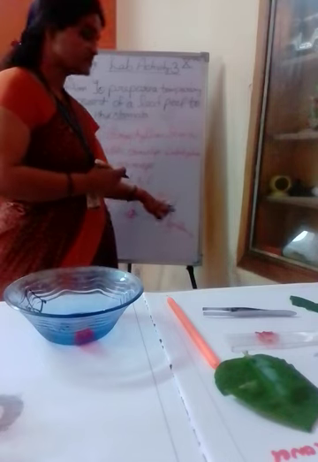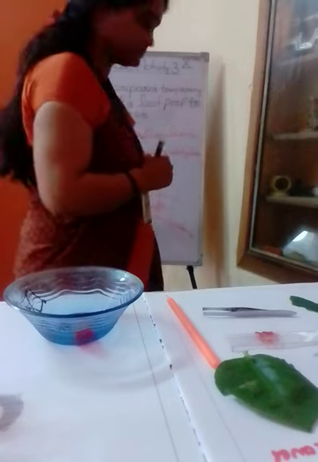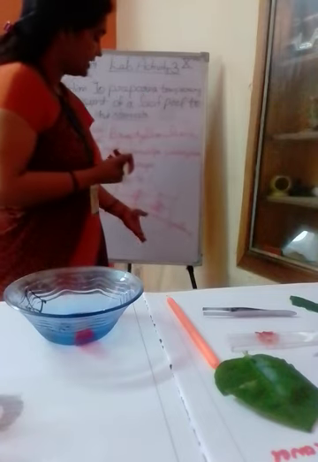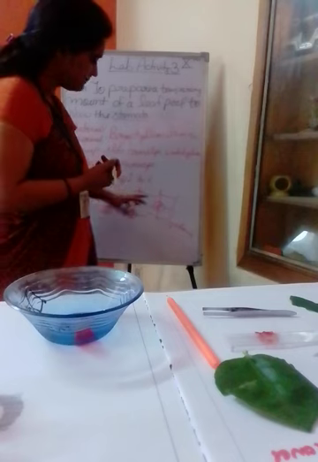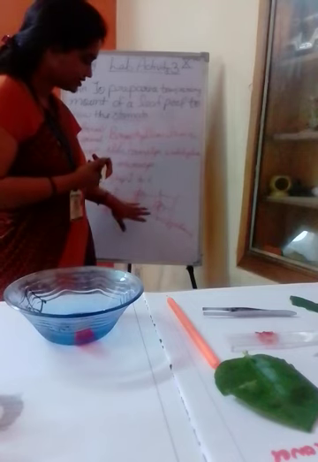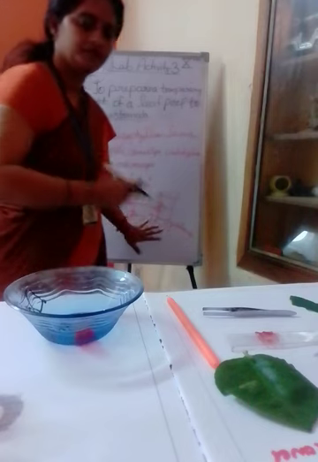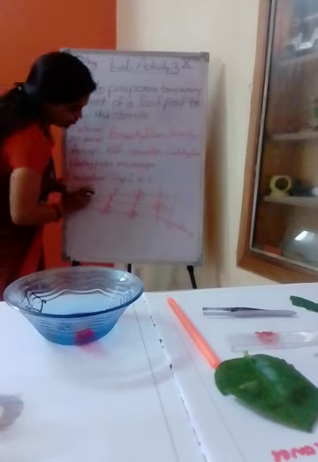Under a microscope, we observe that stomata are elliptical cells. The epidermis contains many stomata present on the surface of the leaves. Understand that? Now that is the observation under the microscope.